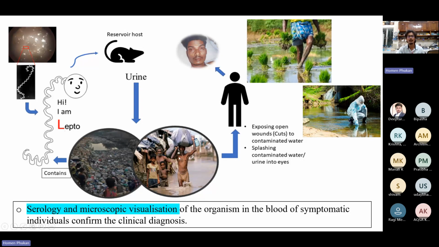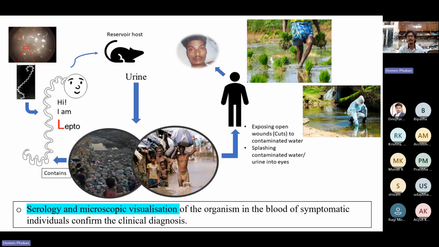And so humans can be called an accidental host, because if they have cuts or wounds that are not healed properly, or if they swim, it can enter their body, and after a certain incubation period, it will establish the infection and show the symptoms.